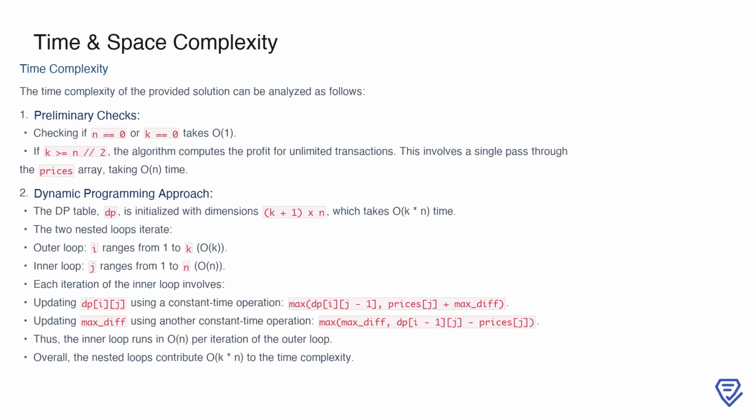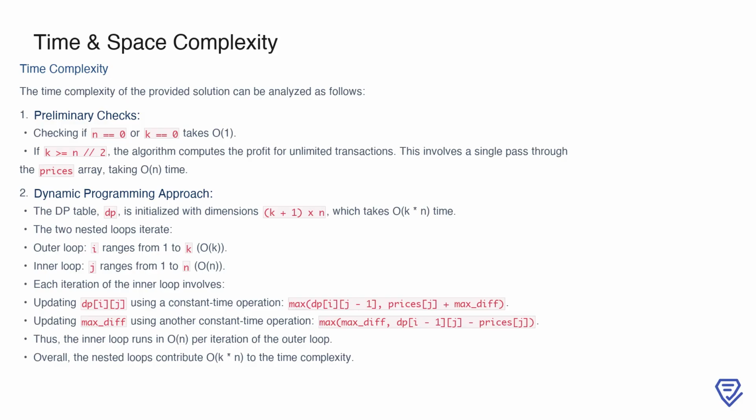To analyze the time complexity of the solution, we start with the preliminary checks. These include verifying whether the number of days, n, is 0 or if the maximum transactions, k, are 0, both of which take constant time, O(1). If the number of transactions allowed, k, is greater than or equal to half the number of days, n, the algorithm simplifies to calculating the maximum profit for unlimited transactions. This only requires a single pass through the prices array, resulting in O(n) time complexity.